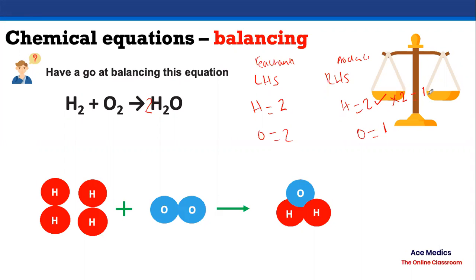So now we have 4 hydrogen atoms and 2 oxygen atoms, right? Now oxygen is balanced because we have 2 oxygens on the reactants and 2 oxygens on the products. However, what is now not balanced is hydrogen, because on the product side we have 4 hydrogens and we only have 2 hydrogens on the reactant side. So how can we make that balanced? A big 2, yeah. So where can we put that big 2?